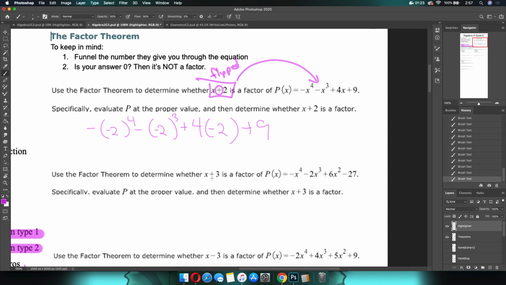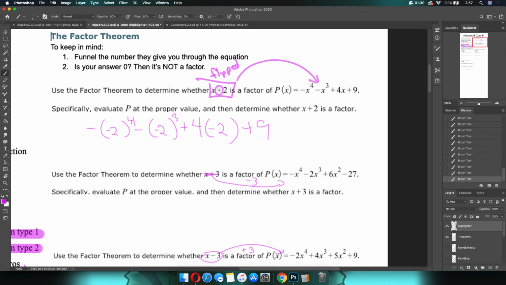This one, you see how that's a positive 3? What happens is when we're plugging it in, we're going to be using negative 3. Over here, that's negative 3. When we plug it in, we're going to be using positive 3. So just be careful to flip your sign of the thing that they give you.